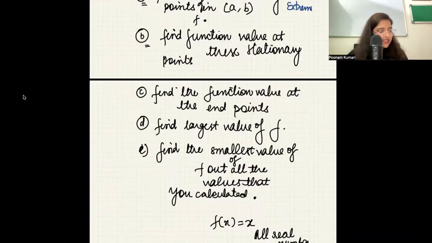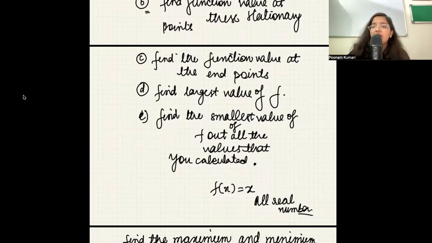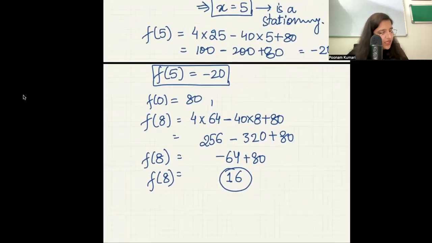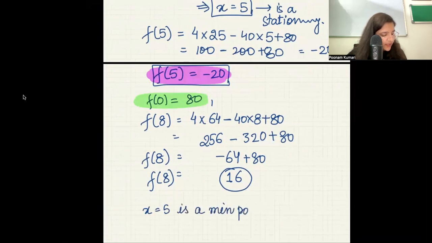So now if you have to find the maxima and minima, out of these three values, just pick which is the largest and just pick which is the lowest. So what is the largest value out of these three? Largest value is this, okay? And what is the smallest value? Smallest value seems to be this, right? So x equals 5 is a minimum point, okay? And the minimum value is minus 20, okay?